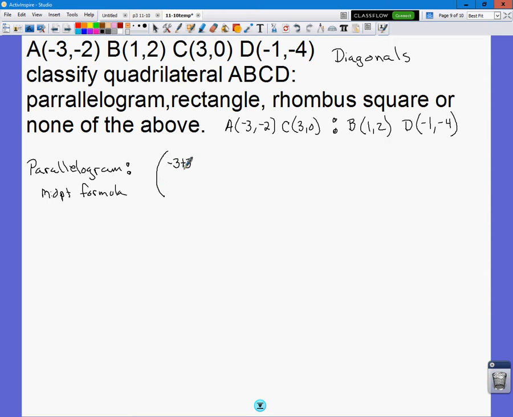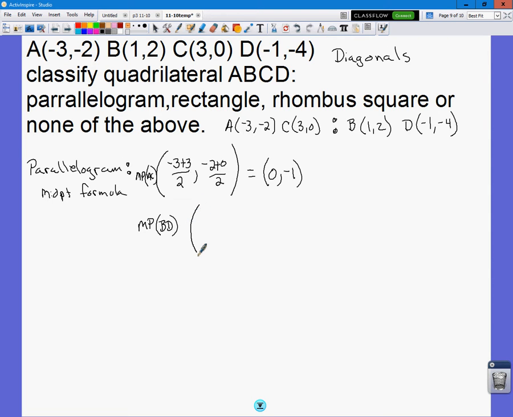-3 plus 3, x1 plus x2 divided by 2, y1 plus y2, -2 plus 0 divided by 2. Well, this would be -3 plus 3 would be 0. 0 divided by 2 would be 0. -2 plus 0 would be a -2. Divided by 2 would be a -1. So this is the midpoint of AC. And I'm going to check now to see if the midpoint of BD is in fact the same.